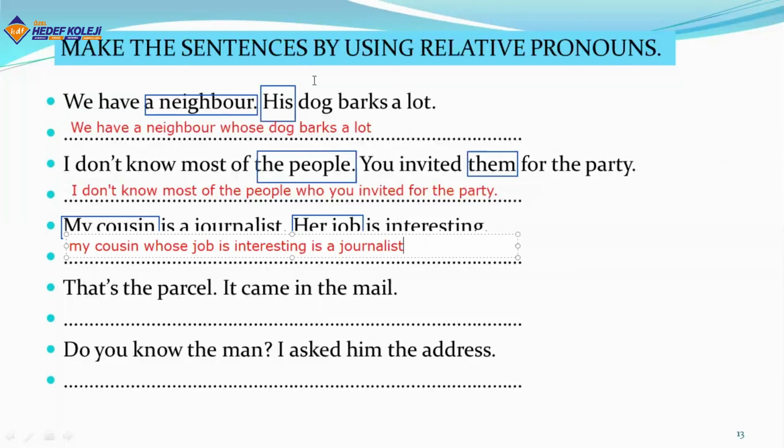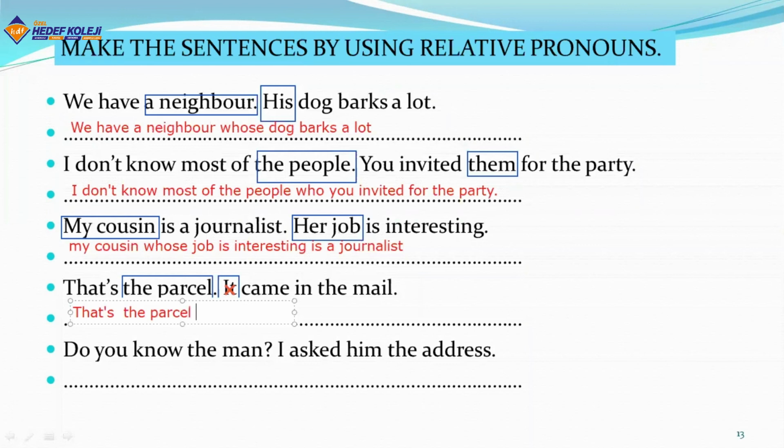That is the parcel. It came in the mail. The parcel and it, they are common, so I can eliminate one of them. Yes. And how can I make the sentence? That's the parcel which, because things, came in the mail.